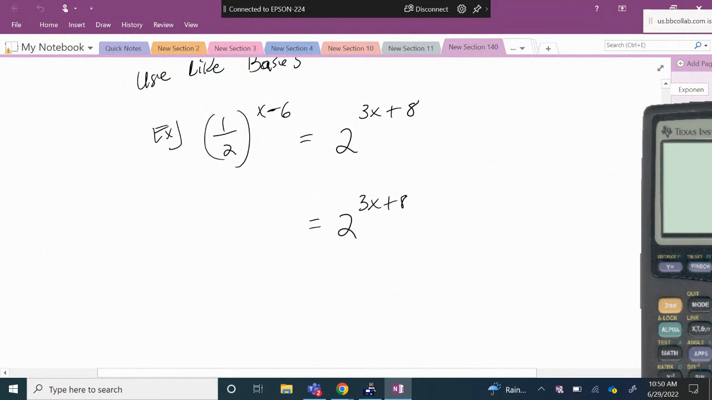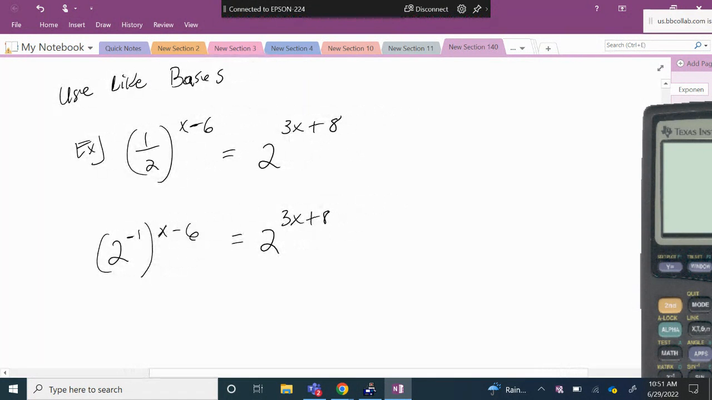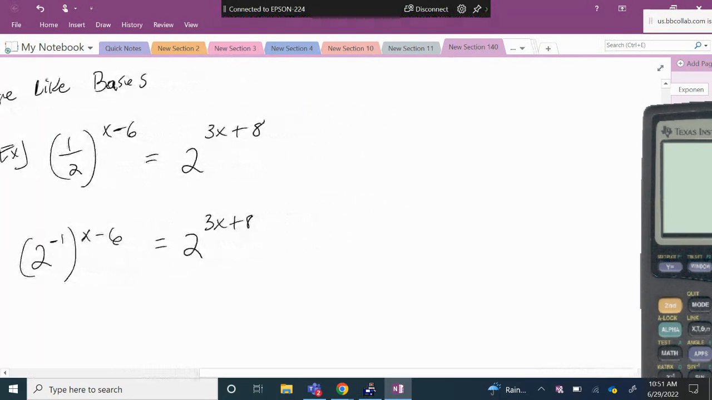I'm going to rewrite 1/2 as 2 to the negative first power times x minus 6. And I want to explain or review another rule for exponents.